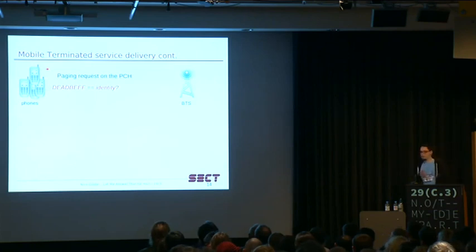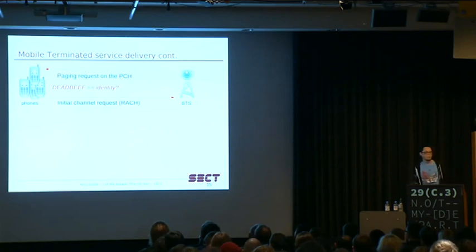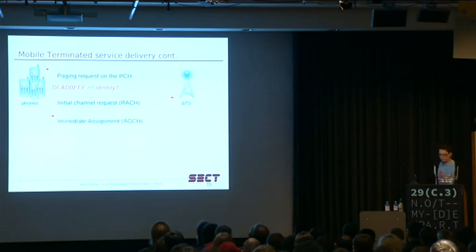So DEADBEEF is like a TMSI example here. They compare this value, and if it matches, the one phone which owns this identity initiates a channel request on the random access channel. This is a shared uplink channel. It needs to do that because the network doesn't start automatically transferring the service, but the phone needs to establish a signaling channel in order to do the call setup with the network.